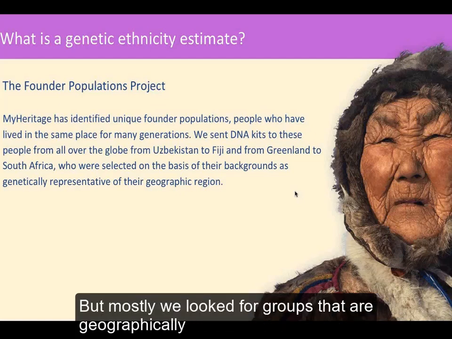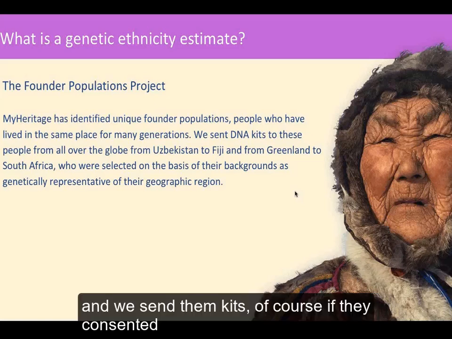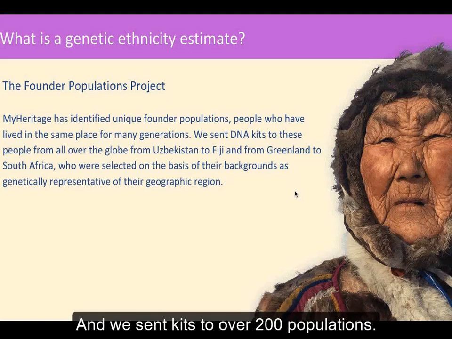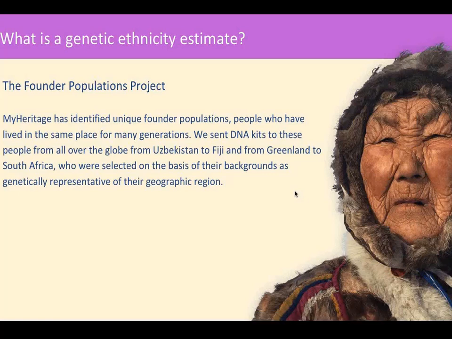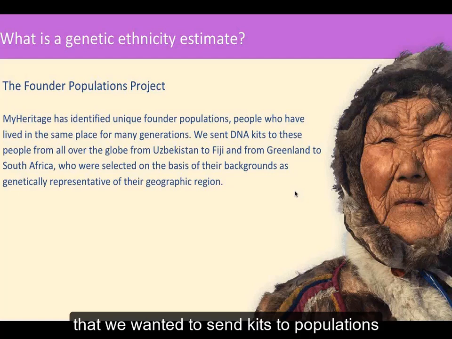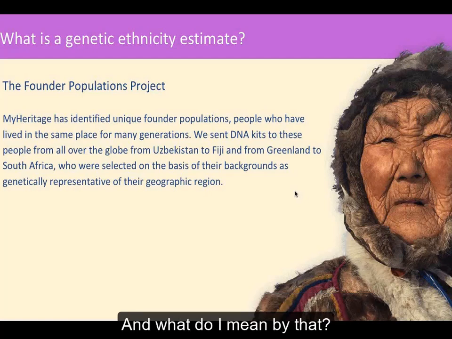But mostly we look for groups that are geographically Irish, French, German, Colombian, many, many countries. And we send them kits, of course, if they consented and wanted to participate. We send kits to over 200 different populations. Here I just want to add a small comment: we wanted to send kits to populations where we thought we could achieve a good ethnicity estimate. And what do I mean by that?